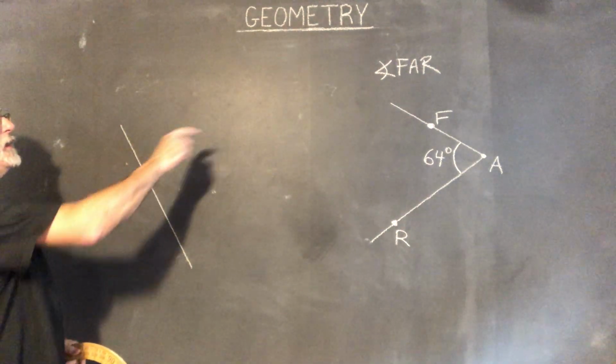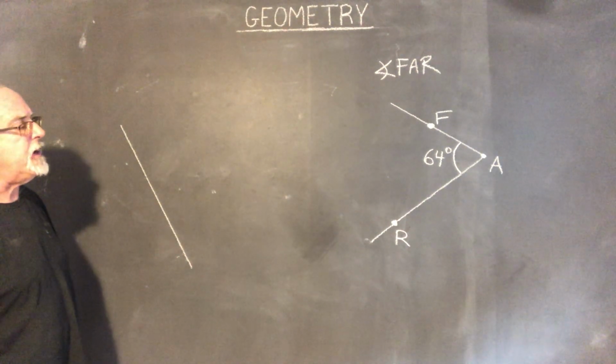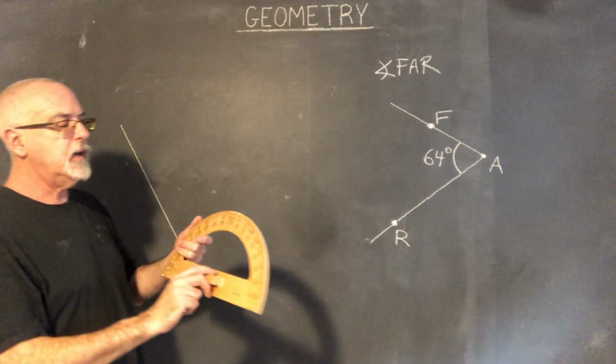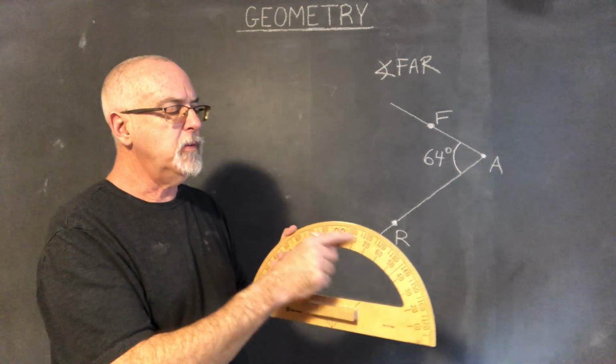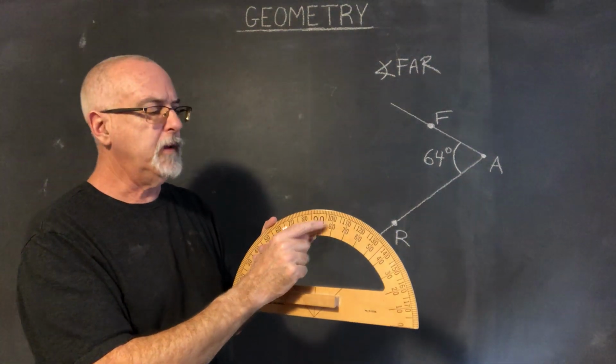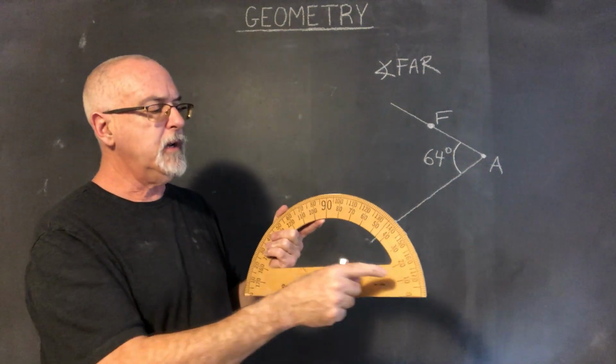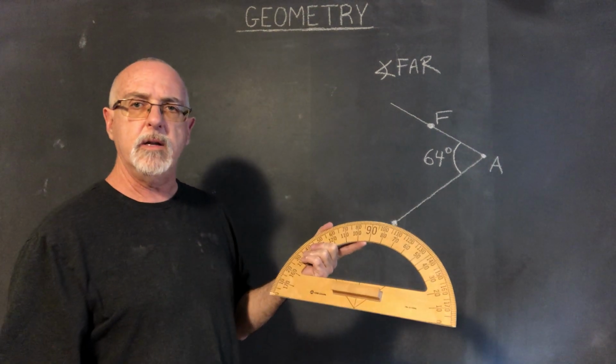Okay, let's do this one now. I want this one to open that way, and I want it to be a bigger angle. Notice how these go past that big number 90, but they keep going. And it's because we can draw an angle that's bigger than 90 degrees.